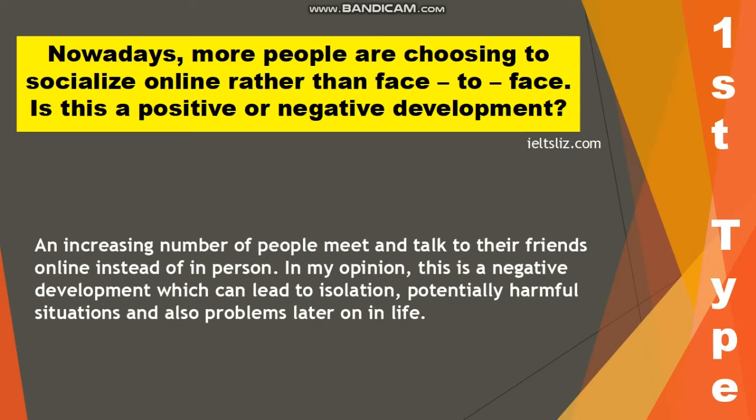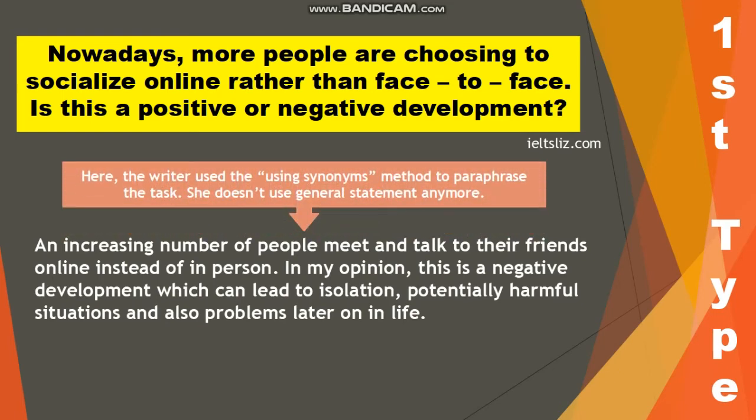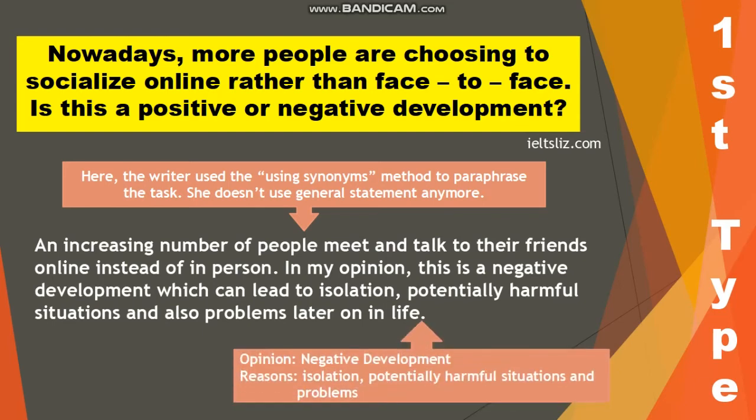In my opinion, this is a negative development which can lead to isolation, potentially harmful situations, and also problems later on in life. We are only given two parts, which are the paraphrasing and the thesis statement. Of course, the writer here used the using synonyms method to paraphrase the task. She doesn't use a general statement anymore.